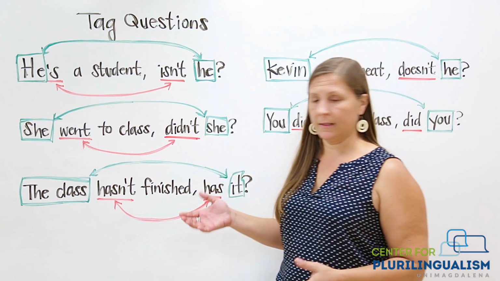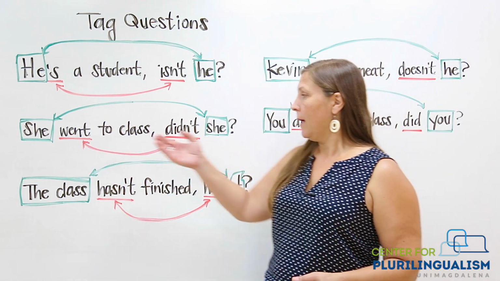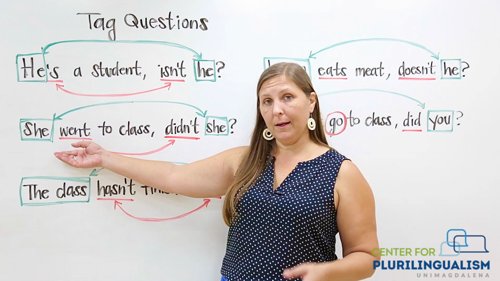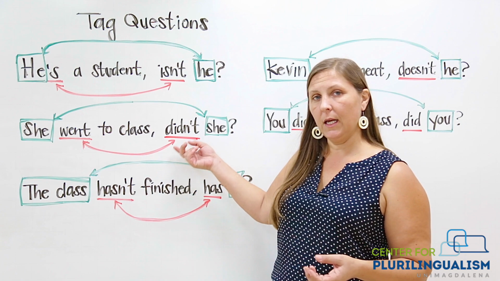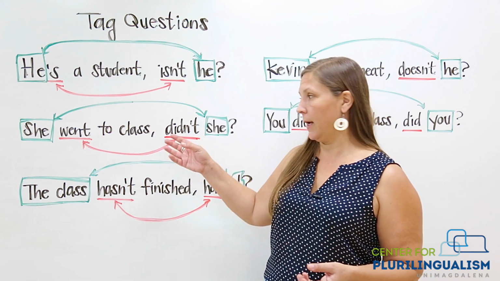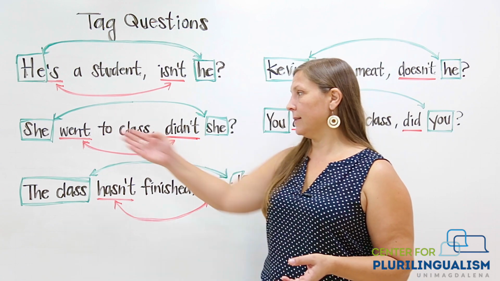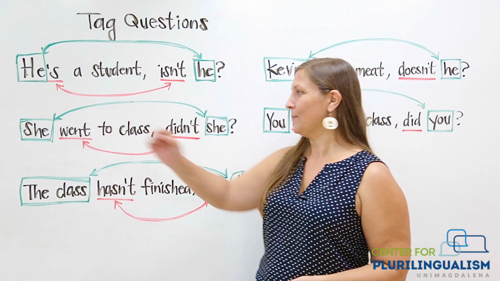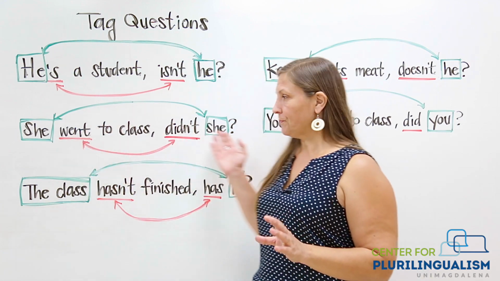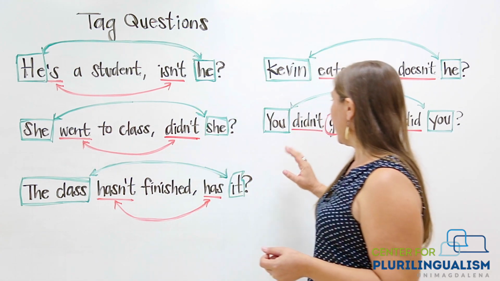Let's look at past tense. She went to class, didn't she? Now again, we have a verb that is not to be, so we're going to use the auxiliary in the tag question, okay? And now it's past tense, so we're going to use did. And this is positive, so this will be negative, and it will be didn't. She, pronoun, she in the tag question, okay?